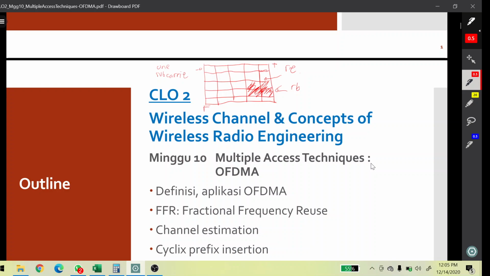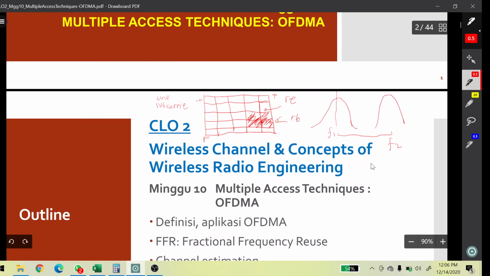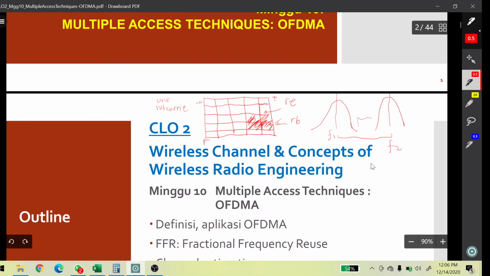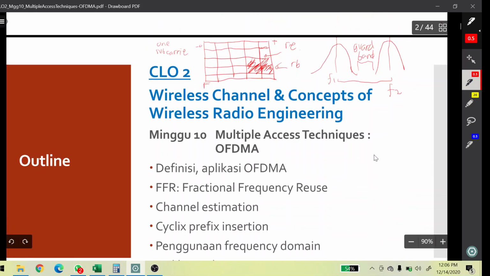On the other hand, in FDMA we implement what we call a guard band to eliminate intersymbol interference. This is the first frequency carrier, and we separate each frequency carrier by using a guard band. This is the second frequency carrier, and this is the guard band. In OFDMA, on the other hand, we use a technique called guard interval and frequency spacing.